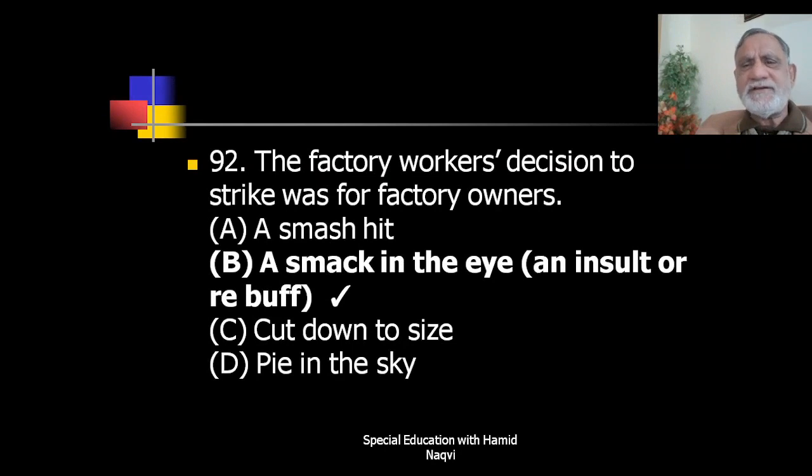The factory workers' decision to strike was what for the factory owners? A smash hit, a smack in the eye, cut down to size, pie in the sky. The correct one is smack in the eye because it means an insult or a rebuff. So these last three, four questions were regarding the meaning of phrases of English. Bring about or a smack in the eye.